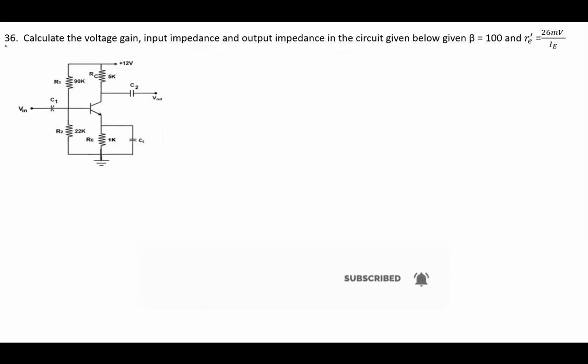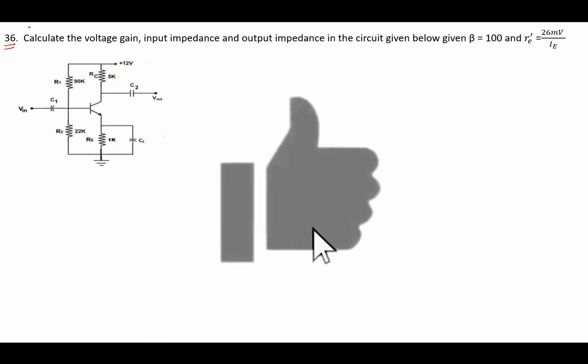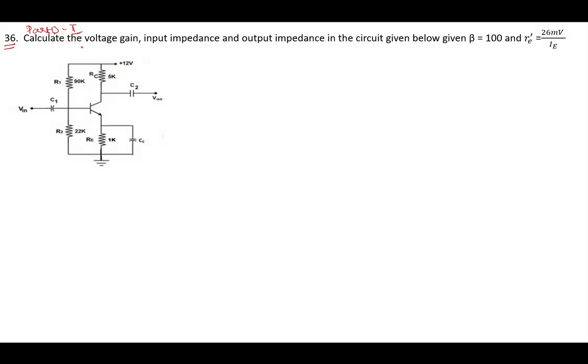The first problem is the 36th problem in Part D, first main. Calculate the voltage gain, AV, input impedance, Zin, and output impedance, ZO, in the circuit given below. There are 2 input impedances, Zin and Zin base; here Zin is asked. Also, the other details are beta and the RE dash formula. From this circuit, I can write the given.